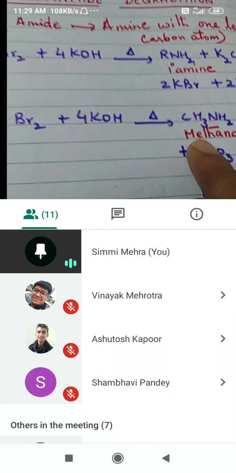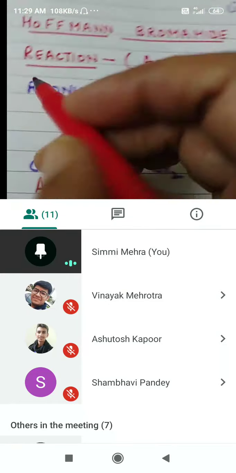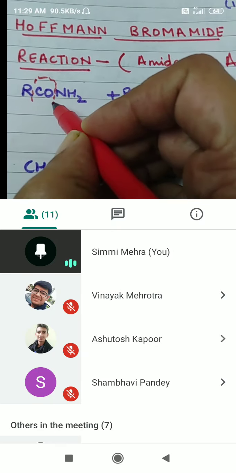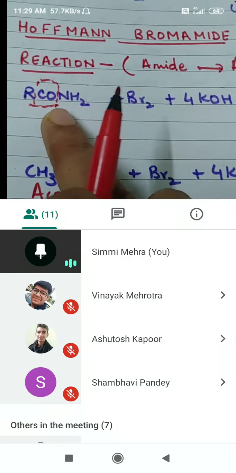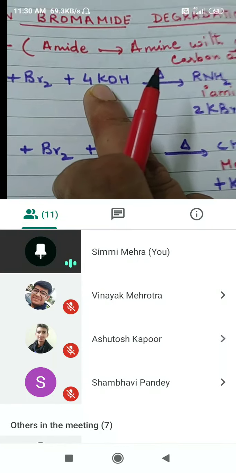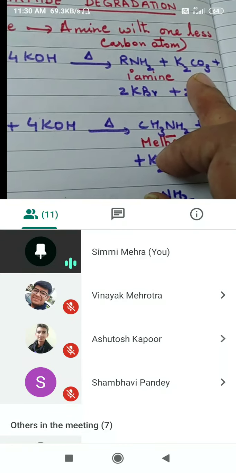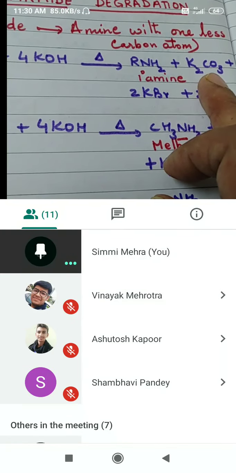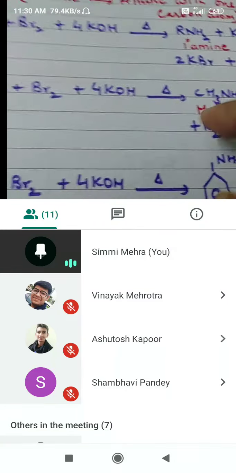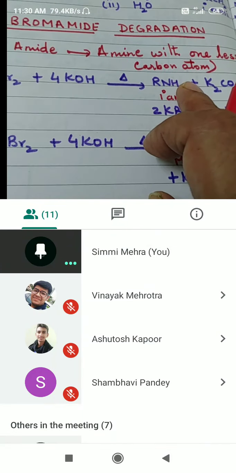Amide to an amine with one less carbon atom. What is happening to this carbon atom? It is being liberated in the form of carbon dioxide, which combines with potassium, or if it is NaOH, sodium, to form sodium carbonate. So one carbon atom is being lost as carbon dioxide. So this is known as degradation.